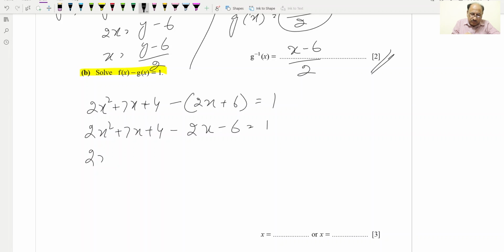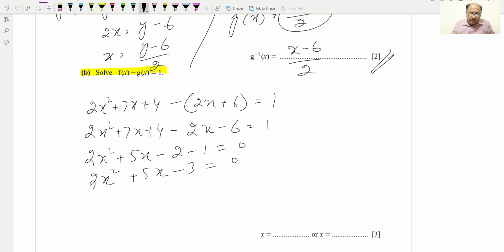Adding the like terms, 2x squared, and 7x minus 2x will be 5x, and 4 plus 4 minus 6 will be minus 2, and minus 1 is equal to 0. So the final quadratic equation will be 2x squared plus 5x minus 3 is equal to 0.